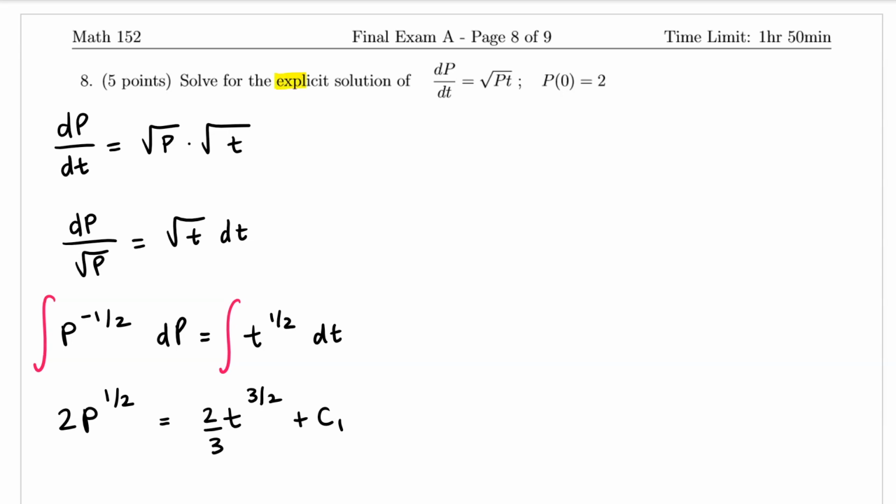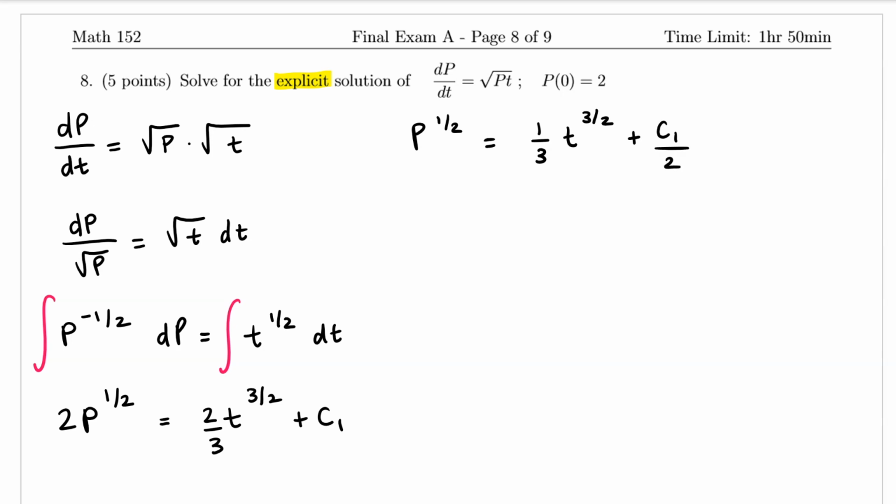Now we are solving for the explicit solution. That means that we want to isolate P in this equation. So my next step is to divide both sides of this equation by 2. If I do that, I get P to the 1/2 power is equal to, if I divide 2/3 by 2, 1/3 t to the 3/2 power plus C1 divided by 2.